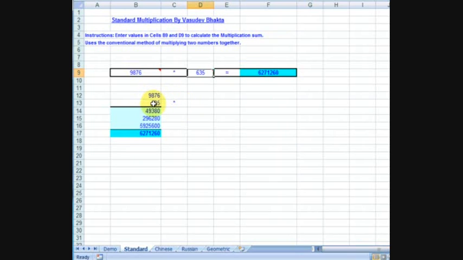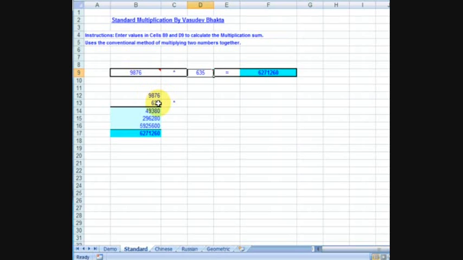The second value of 6,035 is translated into 5 units, 3 tens which is 30, 6 thousands which is 6,000, and this is multiplied with the top value. The top value is multiplied by 5, giving 49,380 here.